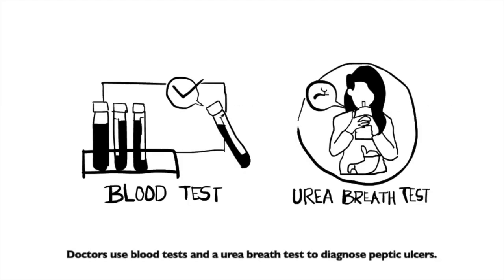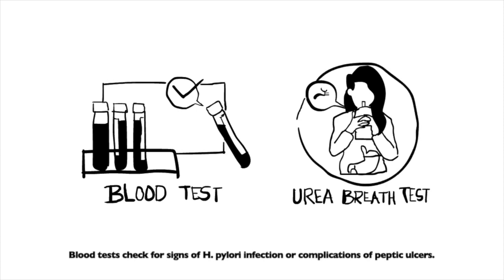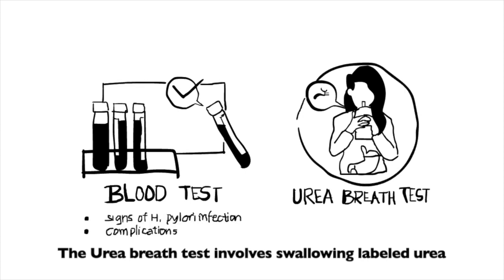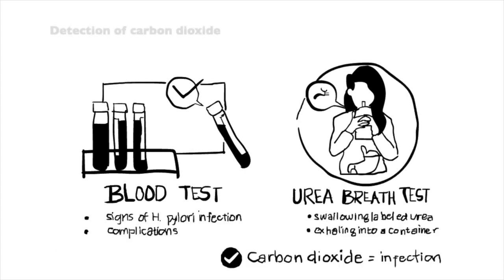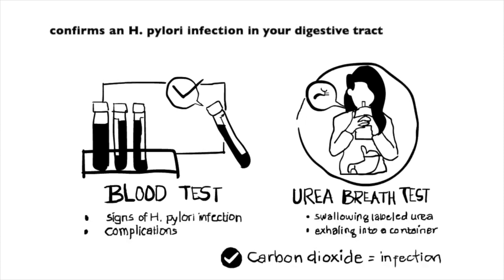Doctors use blood tests and a urea breath test to diagnose peptic ulcers. Blood tests check for signs of H. pylori infection or complications of peptic ulcers. The urea breath test involves swallowing labeled urea and exhaling into a container. Detection of carbon dioxide confirms an H. pylori infection in your digestive tract.